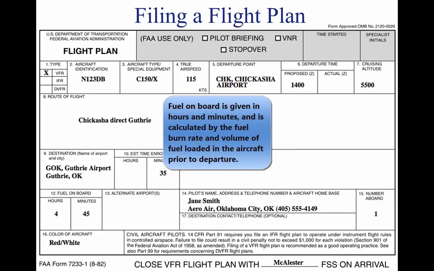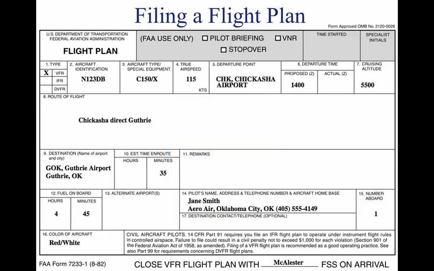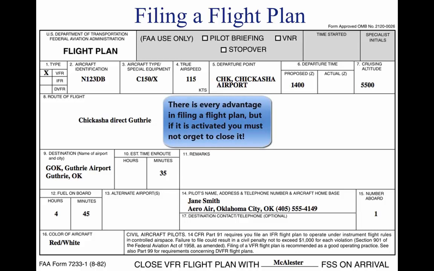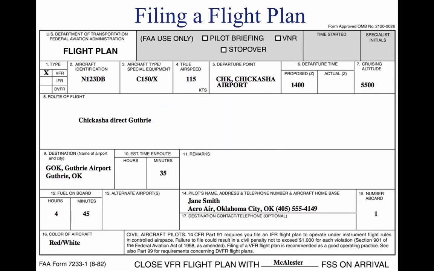Item 12 is the fuel on board in hours and minutes. This is determined by dividing the total usable fuel aboard in gallons by the estimated rate of fuel consumption in gallons. Remember, there is every advantage in filing a flight plan, but do not forget to close the flight plan on arrival. Do this by telephone to avoid radio congestion.